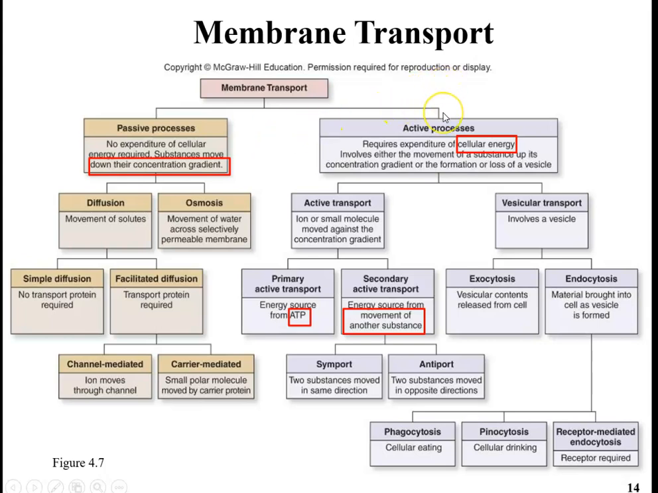Going down the active processes pathway, this requires expenditure of cellular energy. And again, we said it involves either the movement of a substance up its concentration gradient or the formation or loss of a vesicle.